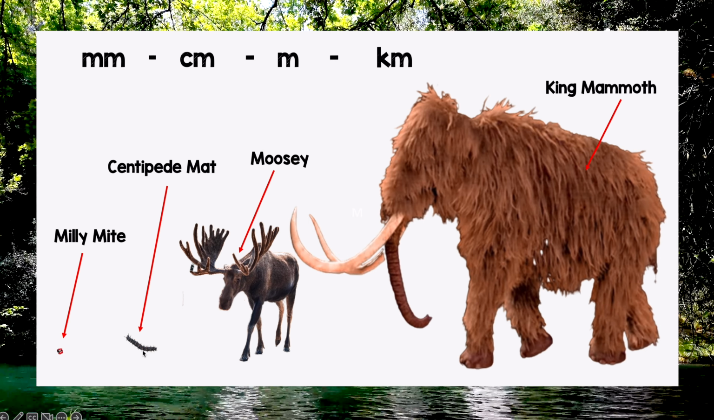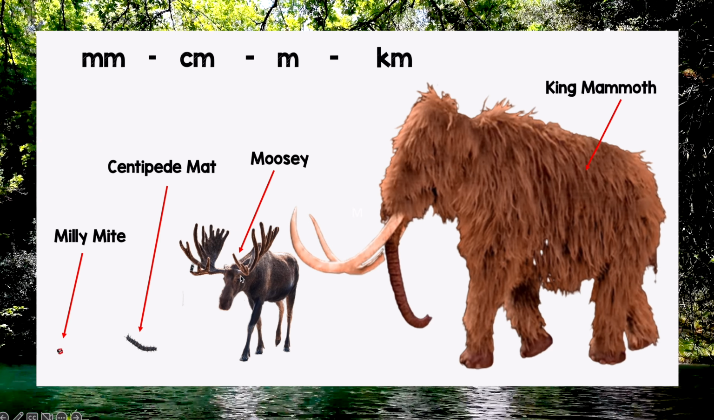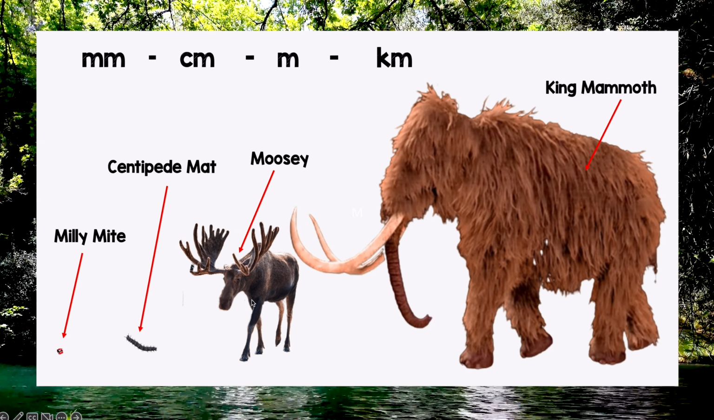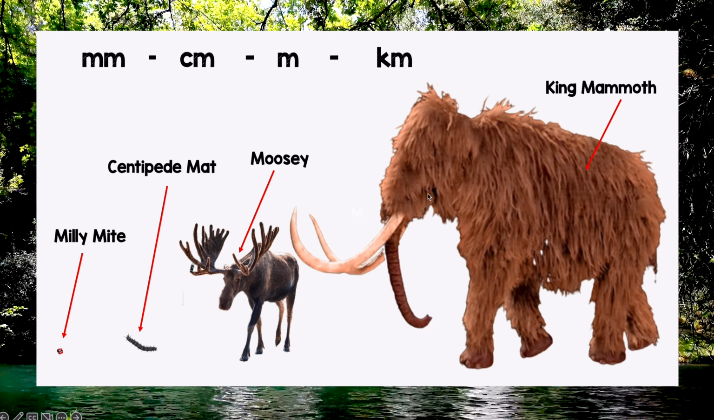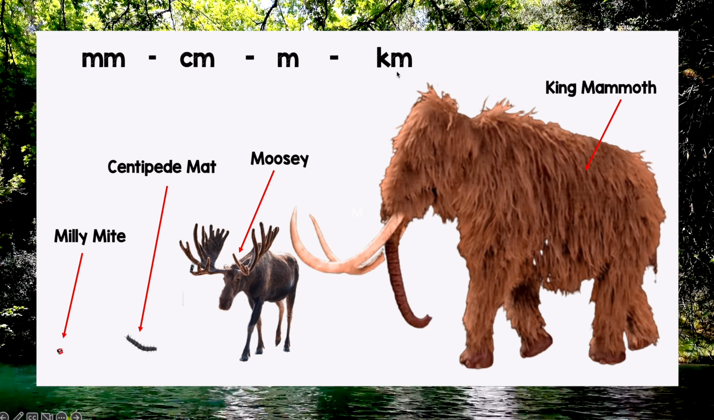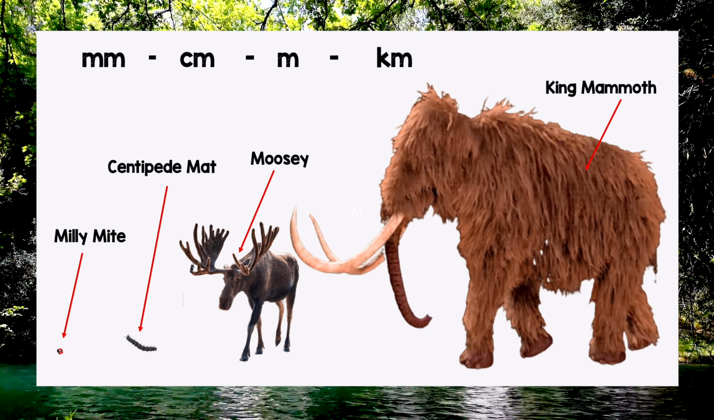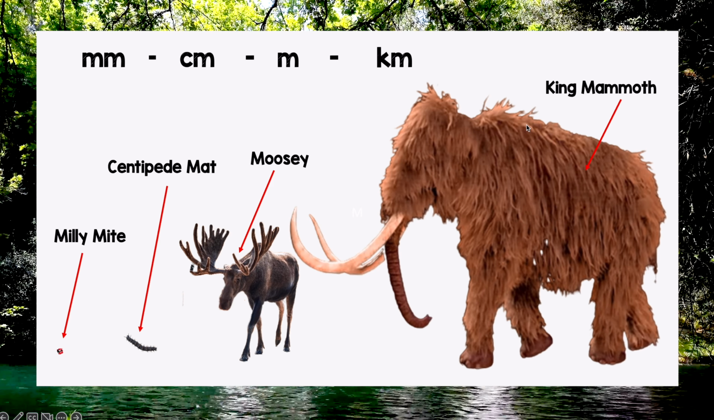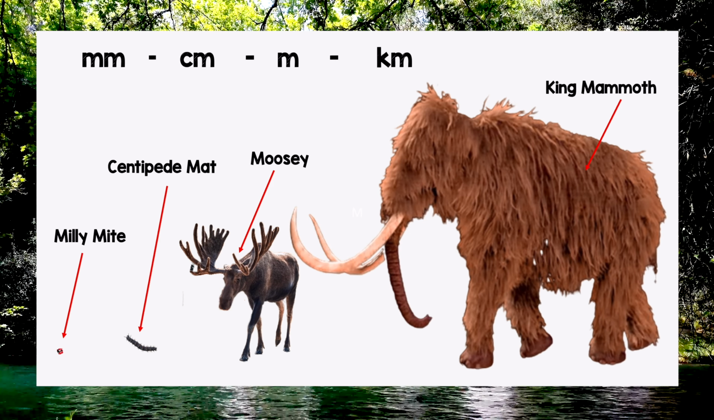So, in summary, we have Millie the Mite, who we've called MM. We've called Centipede Matt, CM. We've called Moosey, who's much bigger, M. And King Mammoth, KM. Do you see where we're getting with this? Here we have millimeters, centimeters, meters and kilometers.